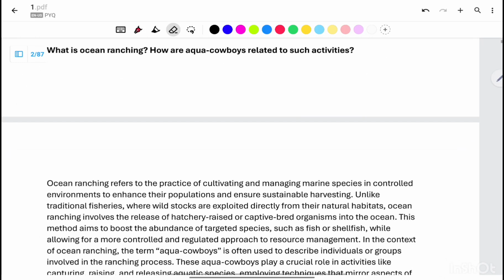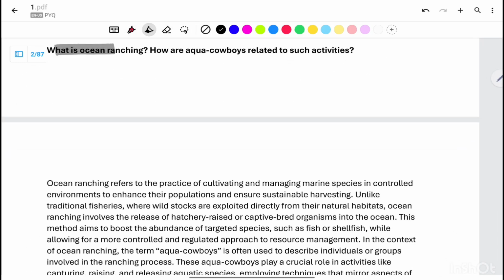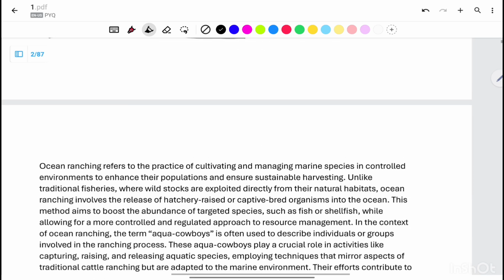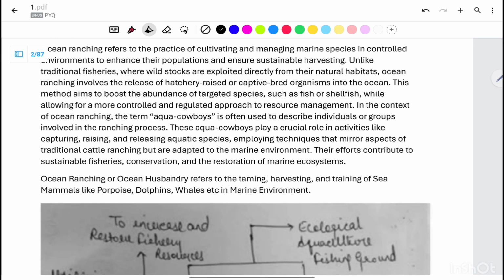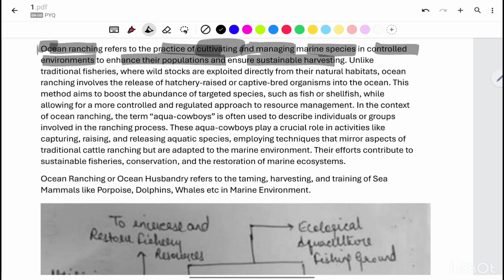The question is, what is ocean ranching and how are the aqua cowboys related to such activities? Ocean ranching refers to the practice of cultivating and managing marine species in a controlled environment to enhance the population and enable sustainable harvesting, unlike traditional fisheries, where wild stocks are exploited directly from their natural habitats.